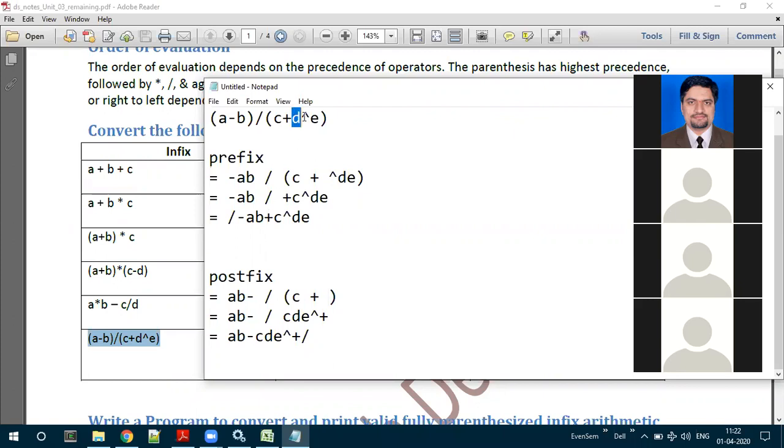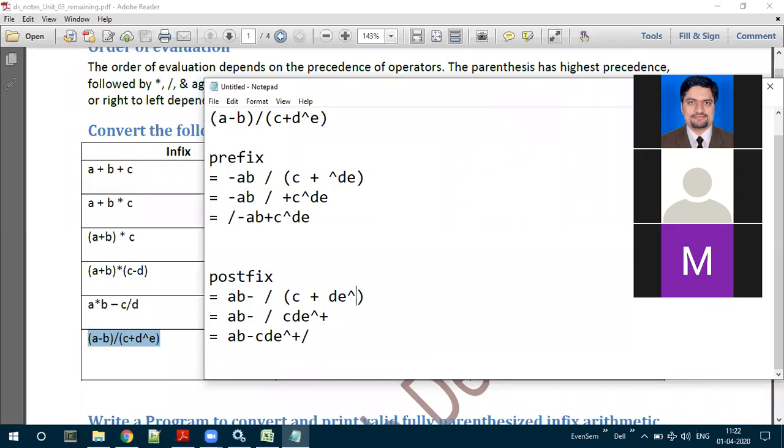Now we have to solve D power E. So in the postfix, D power E is what? First operand D, second operand E, and then the power. Understood? Yes, sir. Okay. Any doubts? No, sir. Fine.